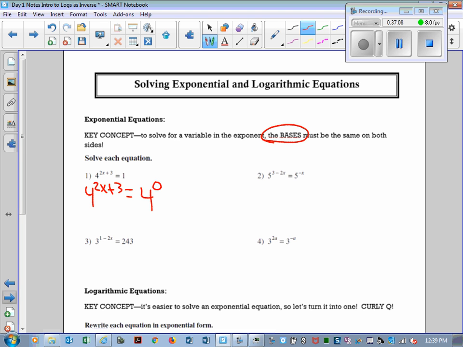Okay, so guess what? If your bases are equal, your exponents are equal. So all we have to do is solve 2x plus 3 equals 0. If your bases are equal, then your exponents are equal. Oh, this is great! Right? So what does x equal? -3/2. Okay, oh look at number 2, they already give you equal bases. So set up your equation and solve it. Let's see what you get.